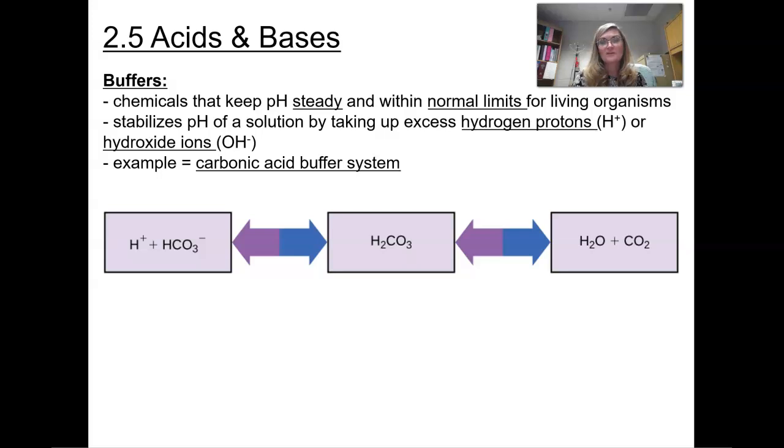But your body's going to have a natural buffer system that's going to be able to do this on its own. Right, so that is going to end us for the chemistry section video. I will see you back for macromolecules in chapter 3.